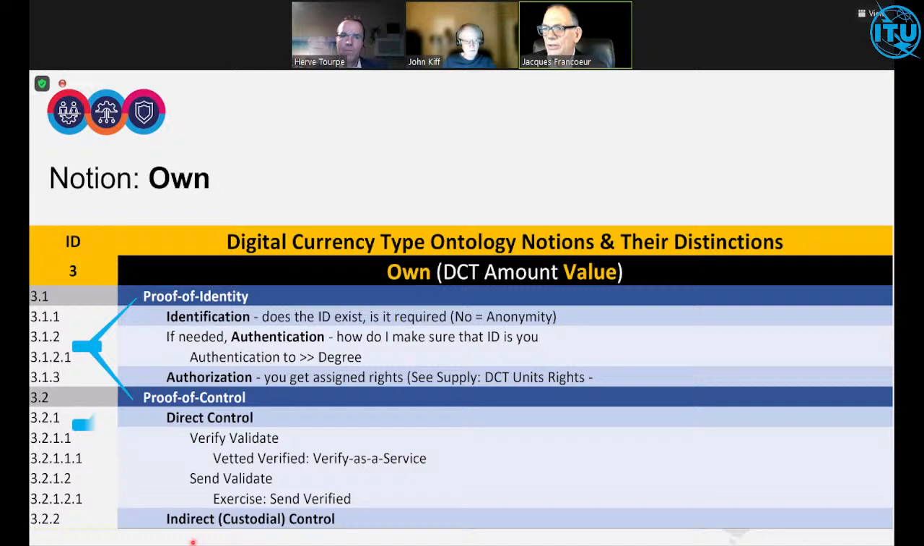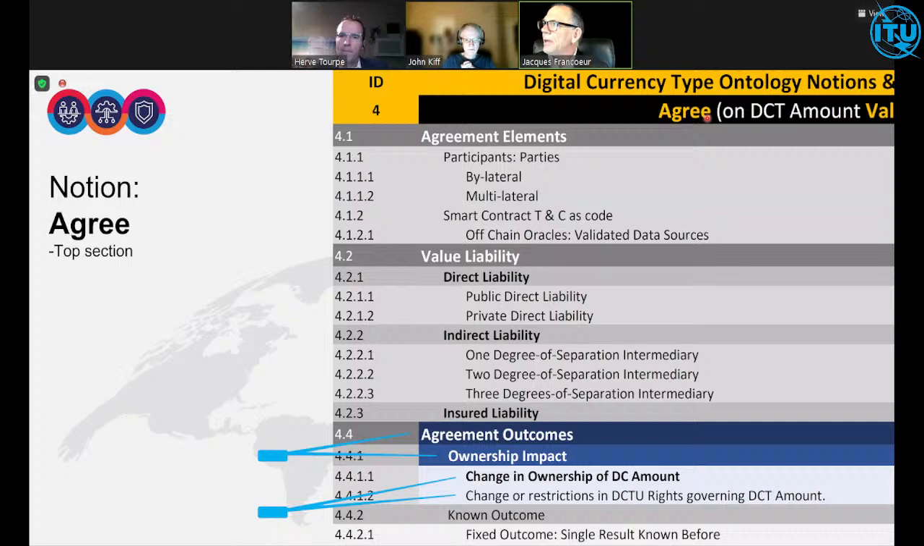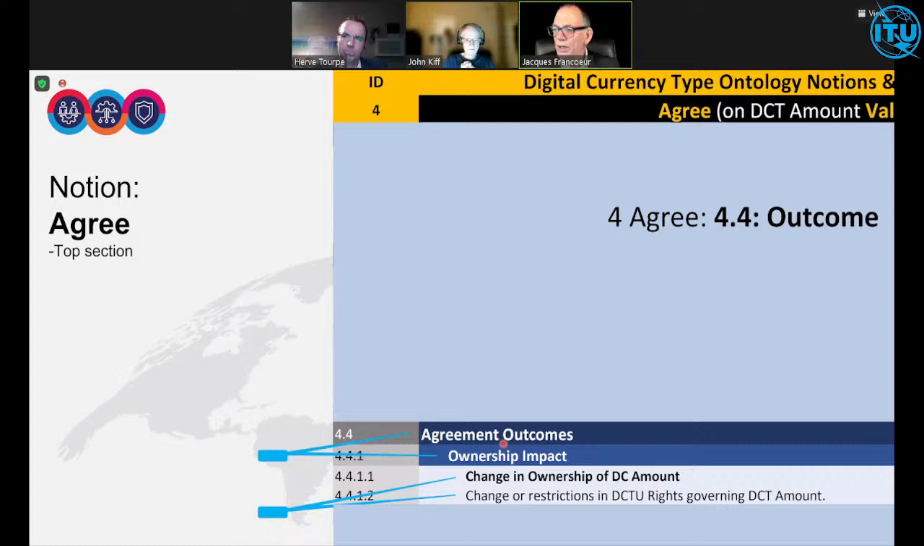As you were saying, the next notion is agree, and you're agreeing on the amount of value. And I'm just saying here you have agreement elements and liability, but also agreement outcome. Now, this was part of the discovery. Is the agreement outcome of the agreement notion simply the change in ownership of the amount that was involved in the transaction? So the agreement outcome, the only thing that can occur is the DC amount, which is at the core of the agreement, whatever you're agreeing to do with that DC amount, you get paid, whatever. The record part will simply record the change in ownership of that amount.